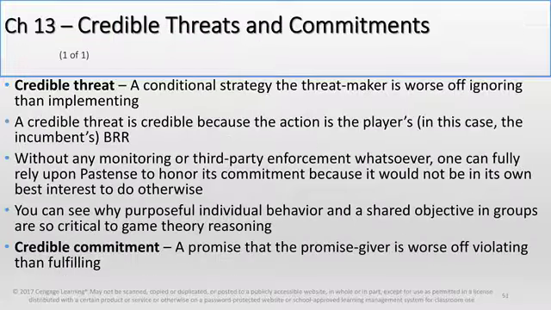Credible threats. A conditional strategy the threat maker is worse off ignoring than implementing. A credible threat is credible because the action is in the player's own interest, in this case, the incumbents. Without any monitoring or third-party enforcement whatsoever, one can fully rely upon the player to honor its commitment because it would not be in its own best interest to do otherwise. You can see why purposeful individual behavior and a shared objective in groups are so critical to game theory reasoning.